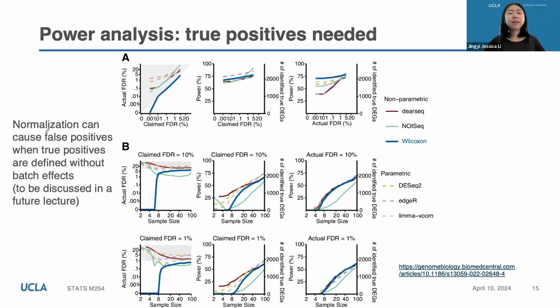And so my take-home message, or our response to the readers, is that normalization can cause false positives when true positives are defined without batch effects. So if that's how you define the true positives, then the data doesn't need normalization, and you shouldn't normalize the data. Otherwise, you will create false positives from the normalization.